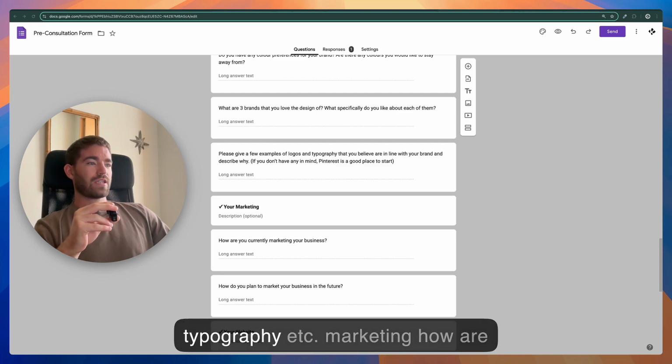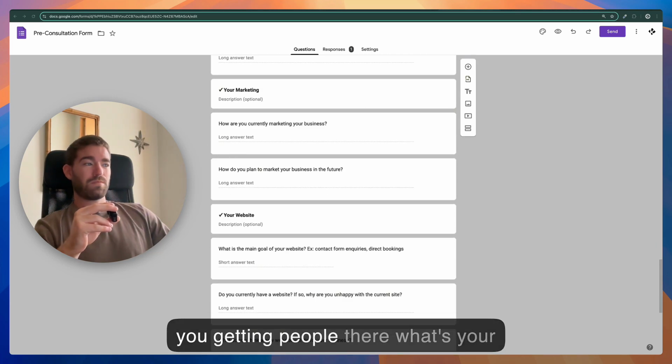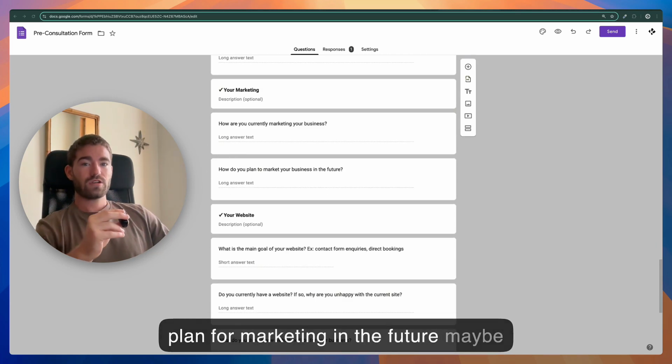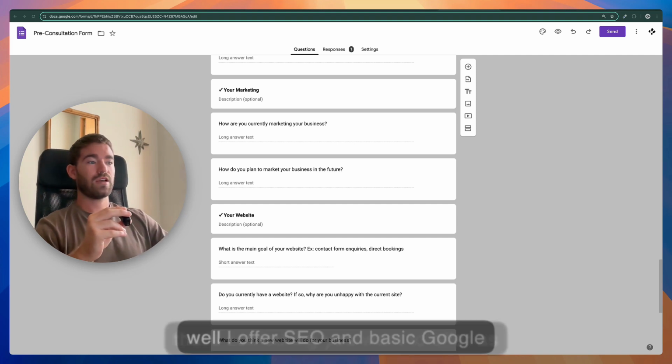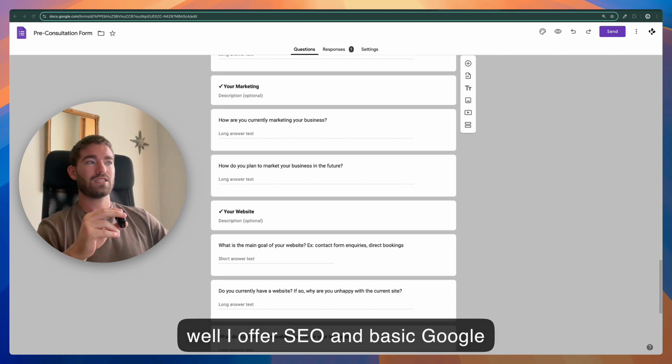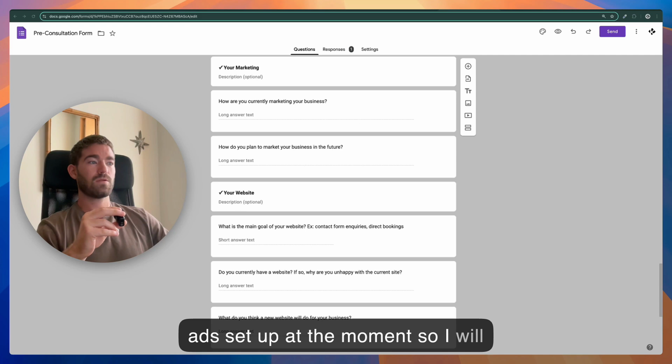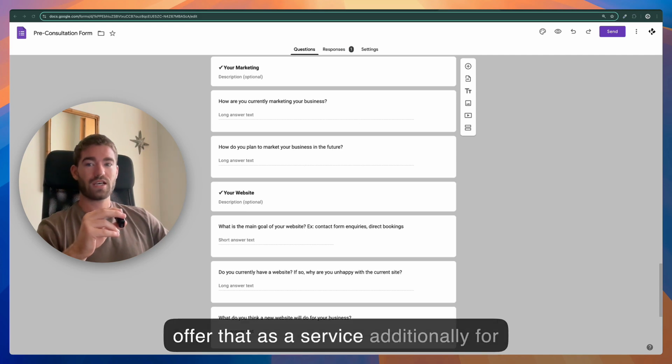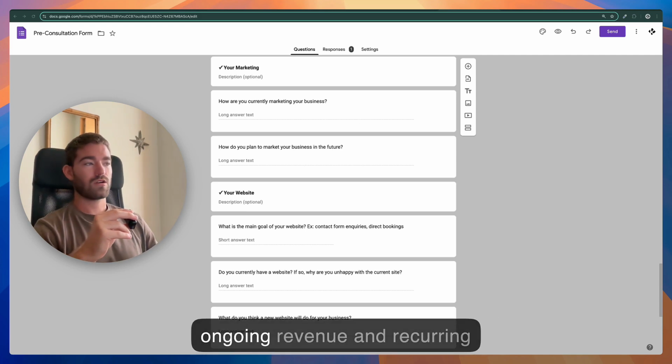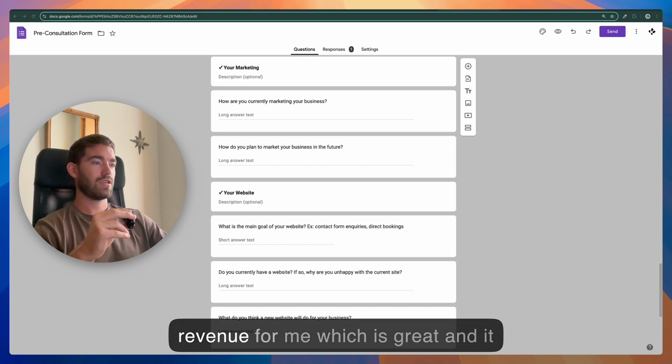Logos, typography, etc. Marketing: how are you getting people there? What's your plan for marketing in the future? Maybe that's something you want to offer as well. I offer SEO and basic Google Ads setup at the moment. So I will offer that as a service additionally for ongoing and recurring revenue for me, which is great.